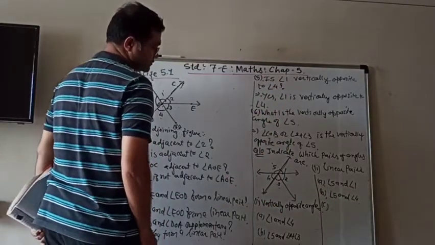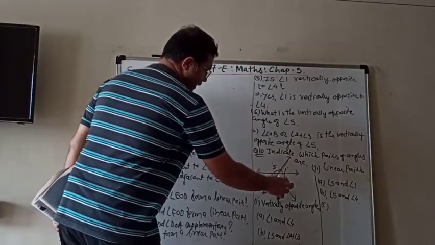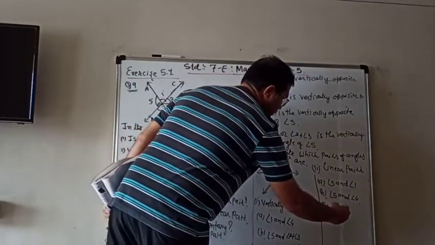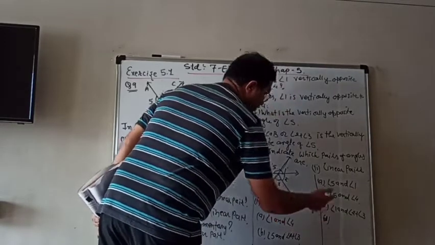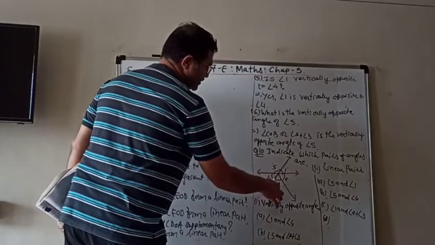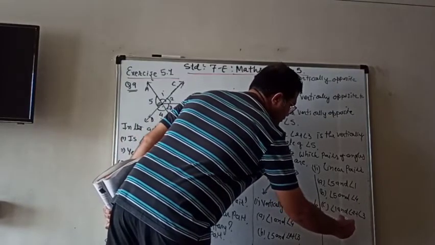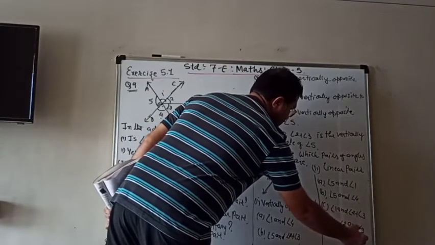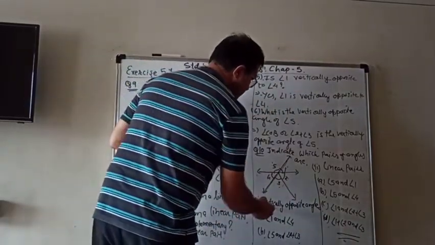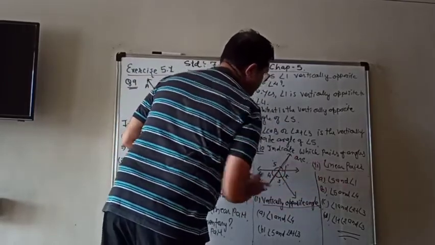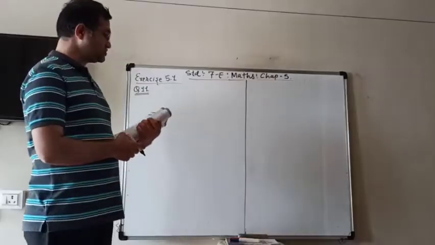Third one is also still there. Angle 1 and angle 2 plus angle 3. Or you can write it the other way also: angle 1 plus 2 and 3. So these are making the linear pairs. So in this way we can see that here are the vertically opposite angles and in the other there are the linear pairs. Now question number 11.